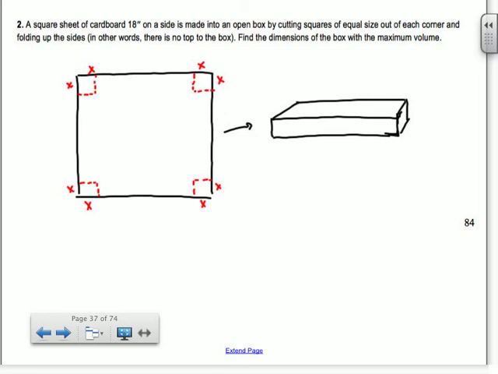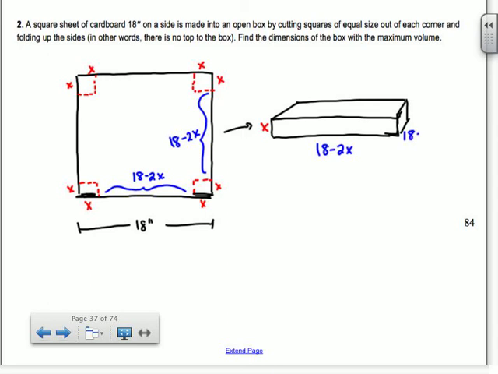Okay, we need to think of the dimensions of the box. Originally this was 18 inches, and we've cut out x from here and x from here. So this whole length is now 18 minus 2x. Same for this other, 18 minus 2x. And then the height of the box was, when we folded up that flap, do you guys see it? What's the height? x. So we have x, we have 18 minus 2x, and 18 minus 2x.